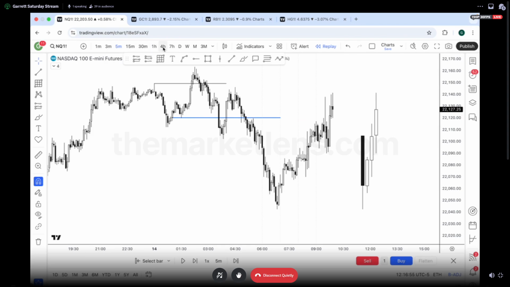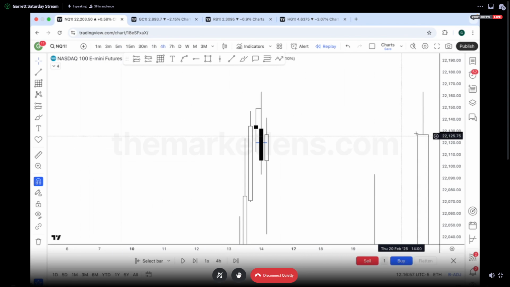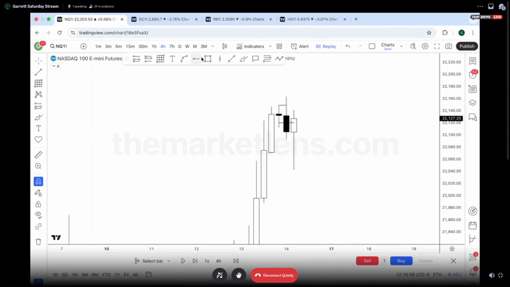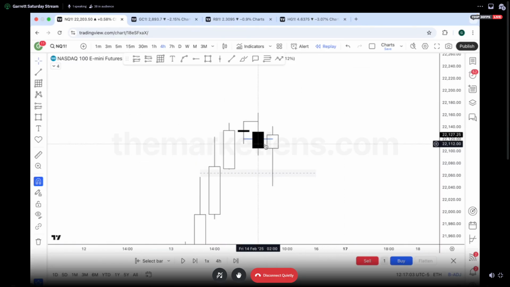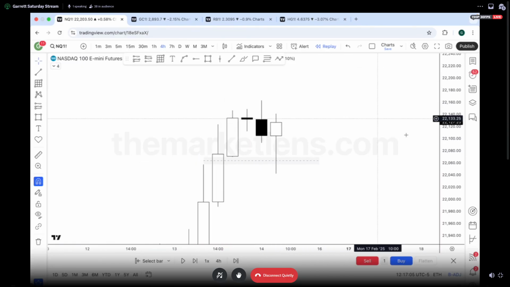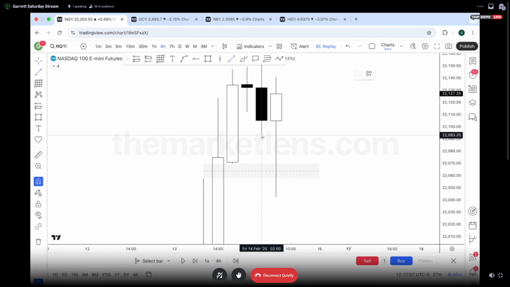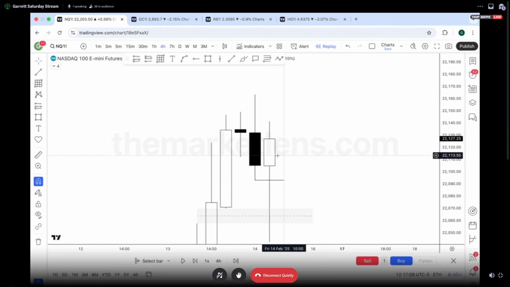But if you see here, on the close of the 6 a.m., what would this be now? I would assume a New York reversal within the 6 a.m. candle, meaning 10 a.m. continuation. That's what I put in the chat.